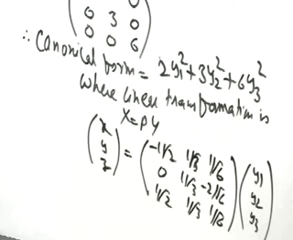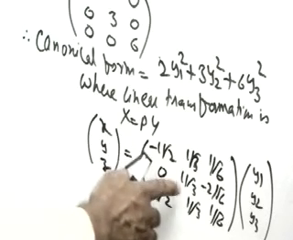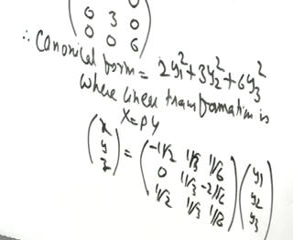So after writing the canonical form, you write the linear transformation. Linear transformation is x equals P into y. So this is the method of reducing to canonical form by orthogonal reduction method.